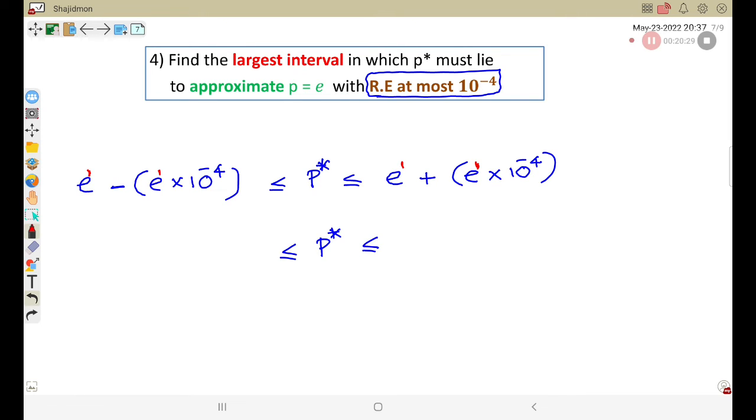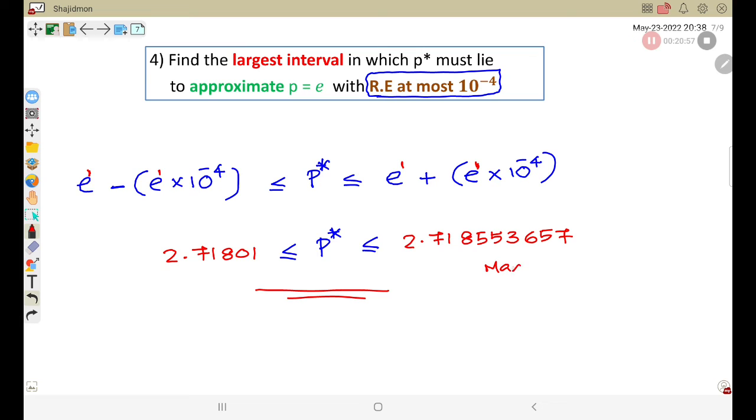What will be the maximum side? You can check it, correct? What is the number? 2.718553657. In the same way, for the minimum side we calculate with minus. So you will get 2.71801. So this is the largest interval in which P star must lie. This is the maximum side. This is the minimum side.